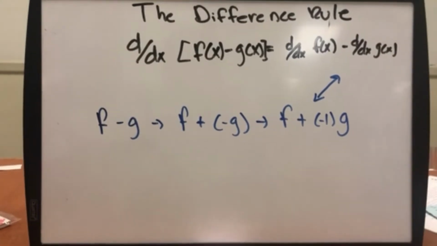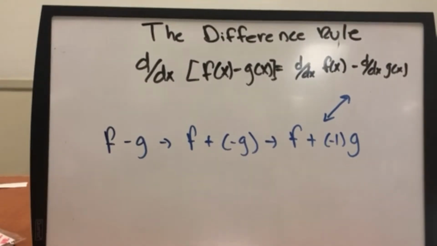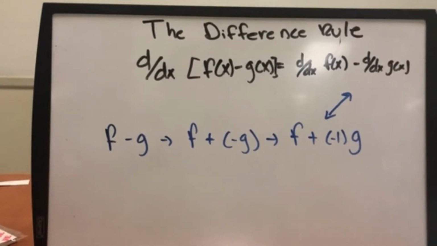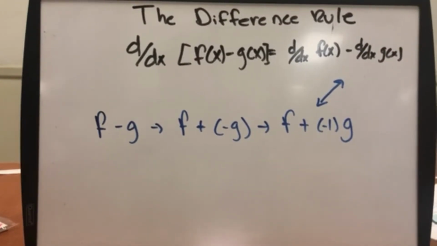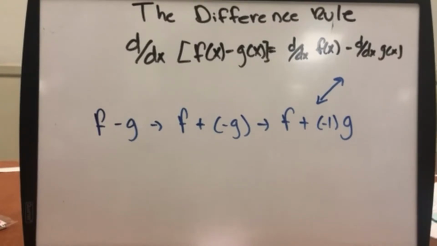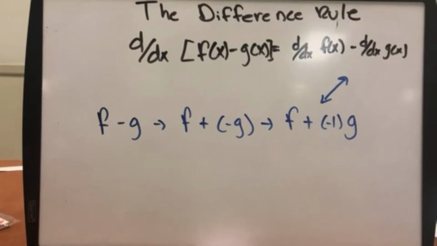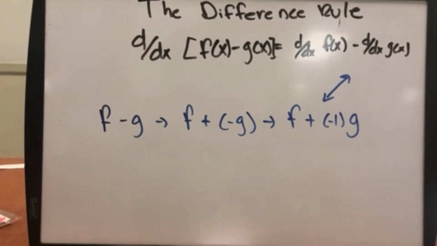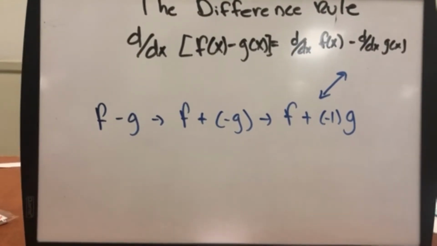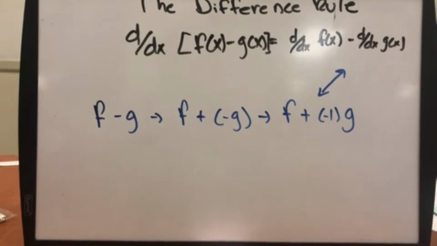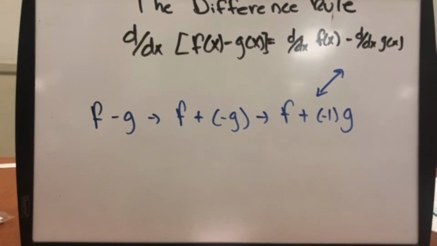Now, using what was applied before with the sum rule and the constant multiple rule, we're able to get this formula of d over dx of f with respect to x minus d over dx of g with respect to x. As the notation noted down below, we have f minus g, then it becomes f plus negative g, then f plus negative 1 times g. We're able to apply this in our difference rule, meaning that we don't have to prove it as we did with the sum rule.